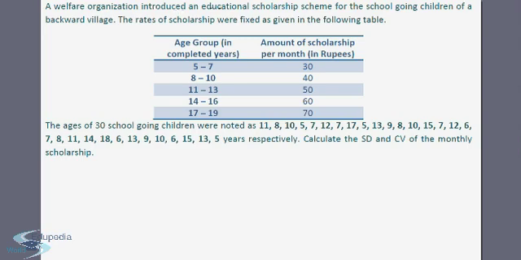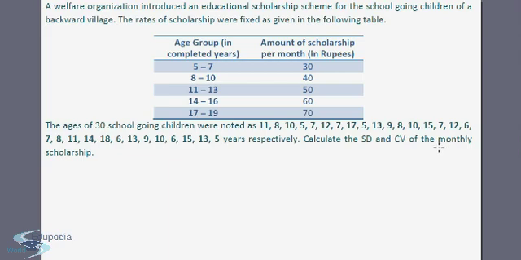A welfare organization introduced an educational scholarship scheme for the school-going children of a backward village. The rates of scholarship were fixed as given in the following table. You have a table where you have the age group in years given for the children, and the amount of scholarship per month in rupees for each of these age groups. The ages of 30 school-going children were noted as the numbers given here, in years, and then you need to calculate the standard deviation and coefficient of variation of the monthly scholarship.